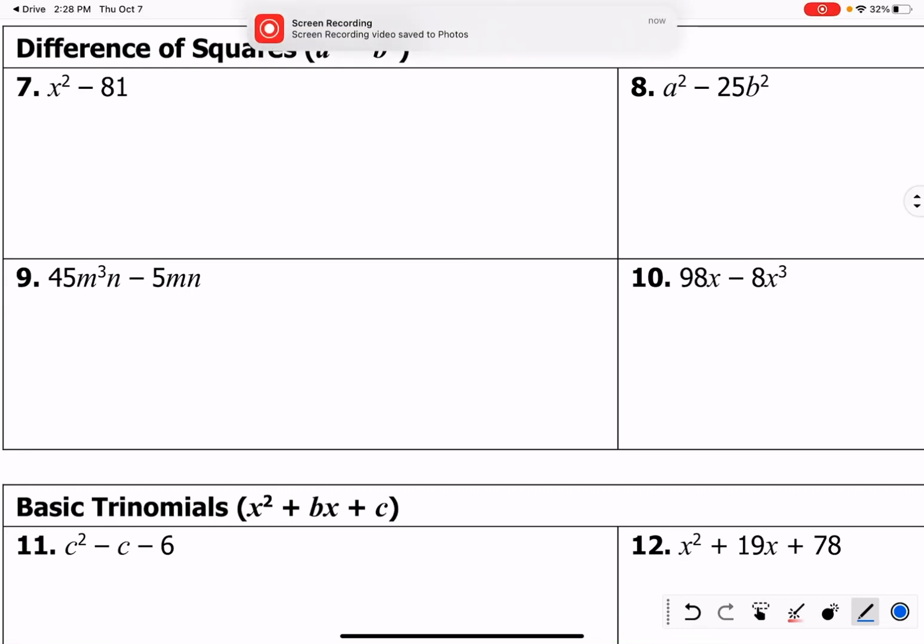Okay, difference of squares is when you have only two terms. There's a couple things you need to notice. The first thing is only two terms. Difference is referring to subtraction, and squares are referring to square terms.